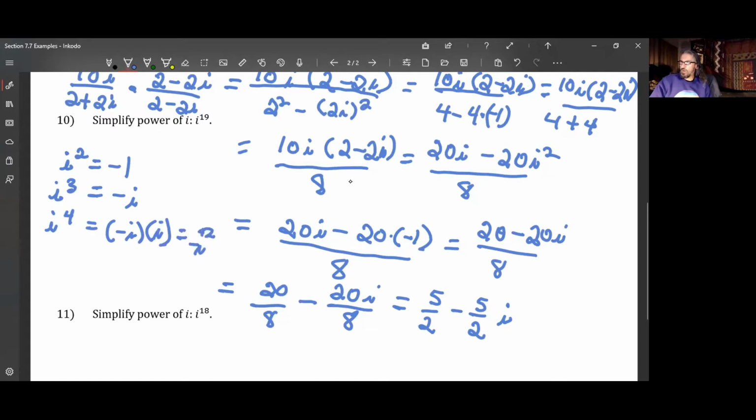And i squared is -1, but we already have a negative there. They're going to cancel each other out. And then when we go to i to the fifth, we'll get i again. i to the sixth, that would be multiplying one copy of i to both sides of the previous line. And we're back to -1.